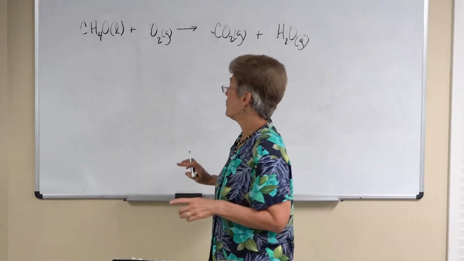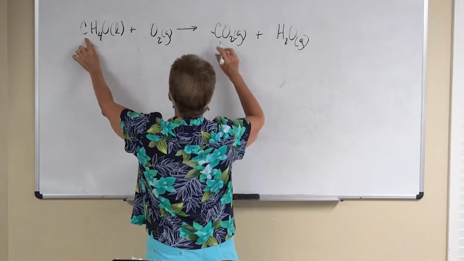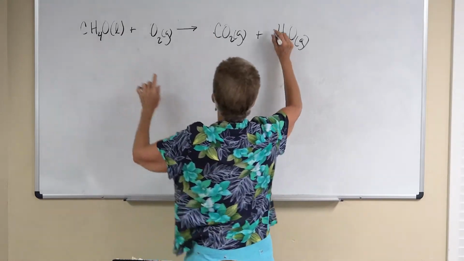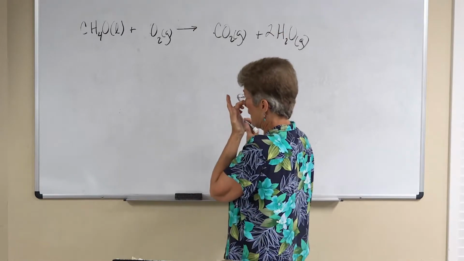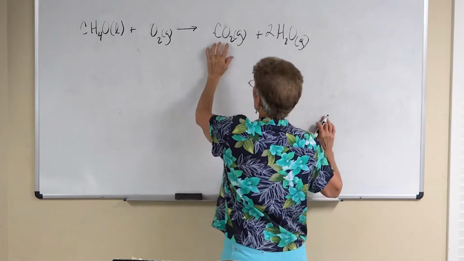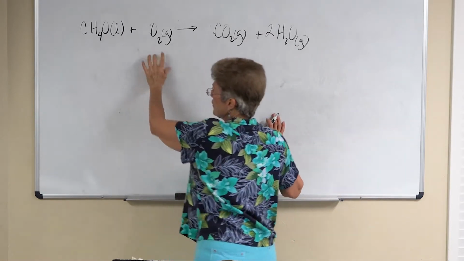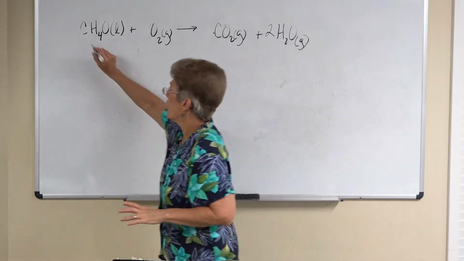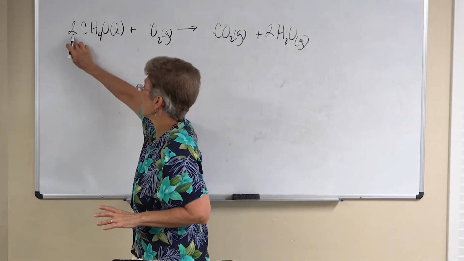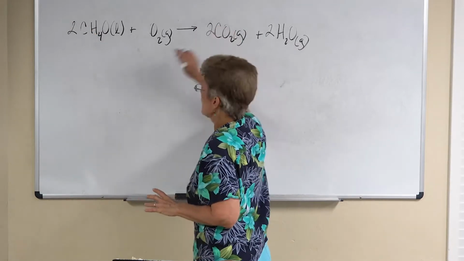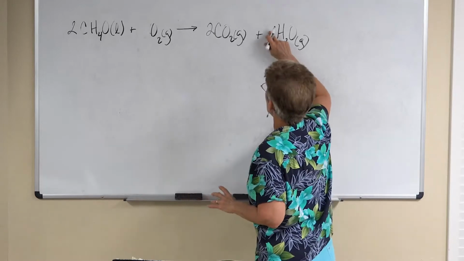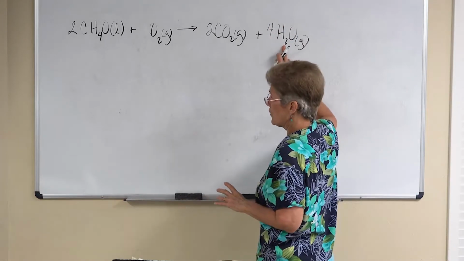Let's balance this bad boy. Notice that I have one of these. I have 4 of these, so I'm going to need 2 of these just to balance the hydrogens. But look what I've got here. I've got even numbers of oxygens over here, but an odd number over here. So I'm going to want to even this up. So I'm going to put a 2 out here. That gives me 2 of these, so 2 of these. That gives me 8 of those, so I'm going to make this a 4, so I have 8 hydrogens.